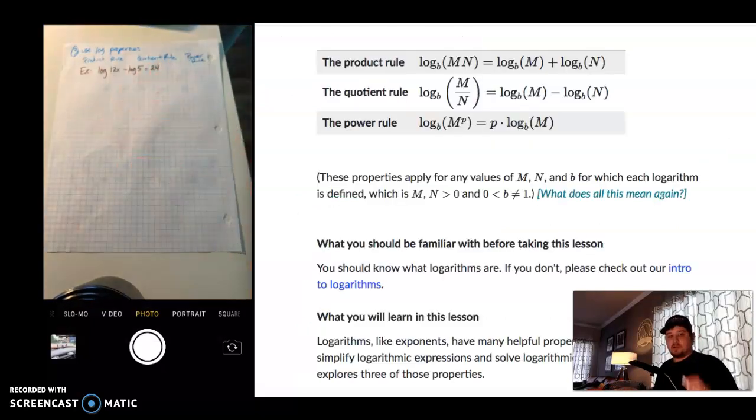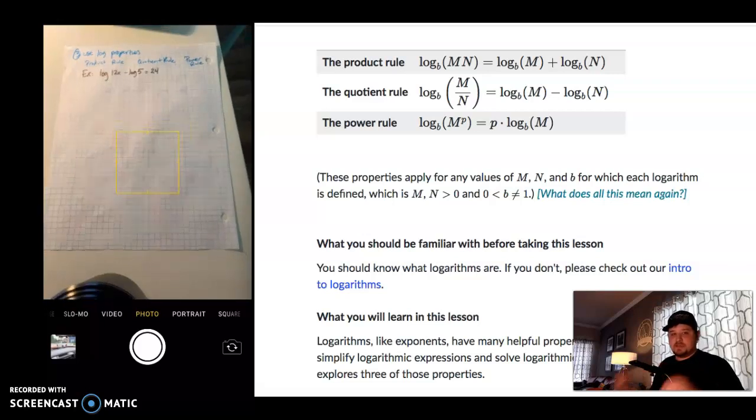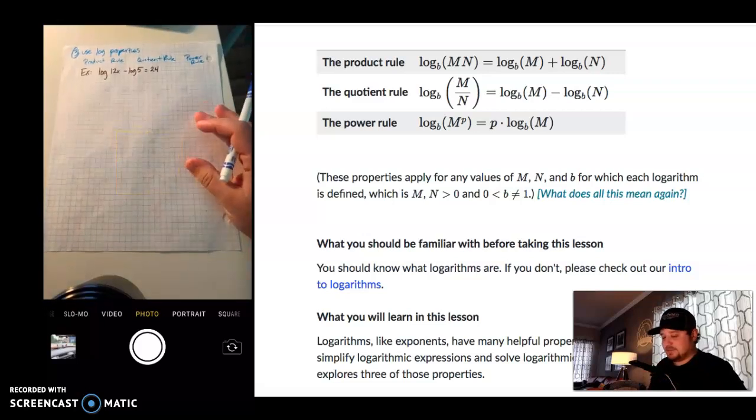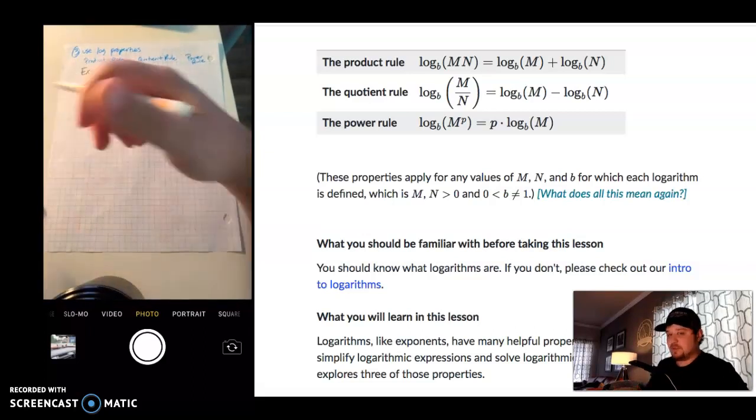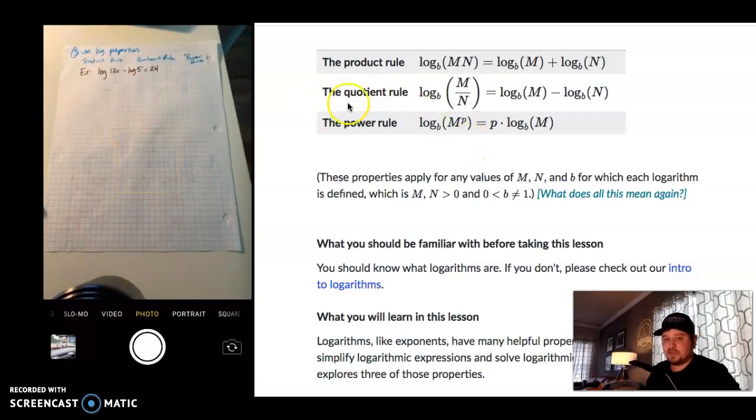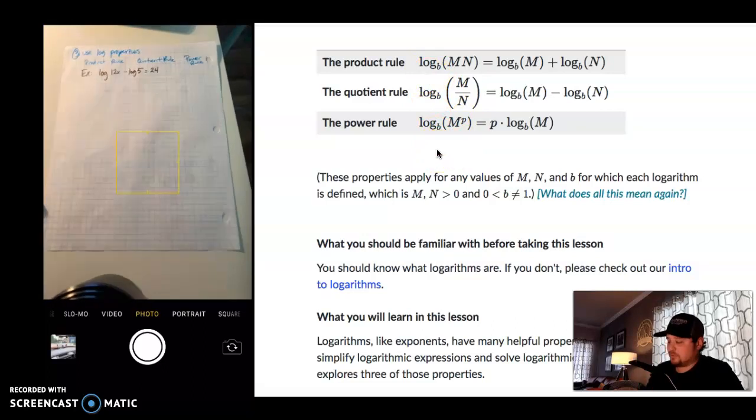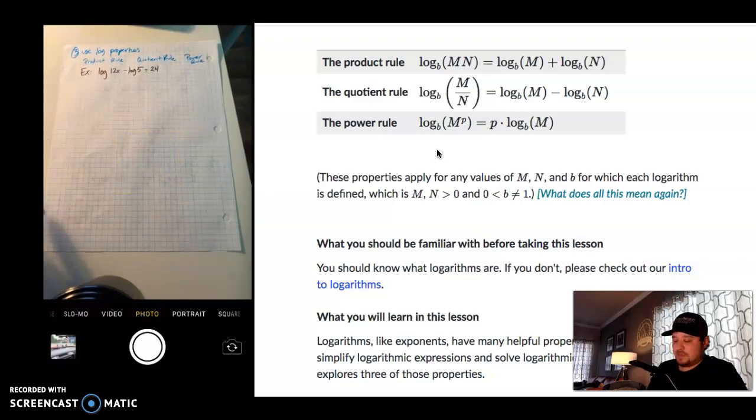All right, so our third strategy is going to be to use those log properties. Remember that we have 3 log properties. I've got the Khan Academy page pulled up over here so you can get those down. We did these 2 weeks ago, but it's good to remind yourself of the product rule, the quotient rule, and the power rule. So we can use those log properties to solve equations.